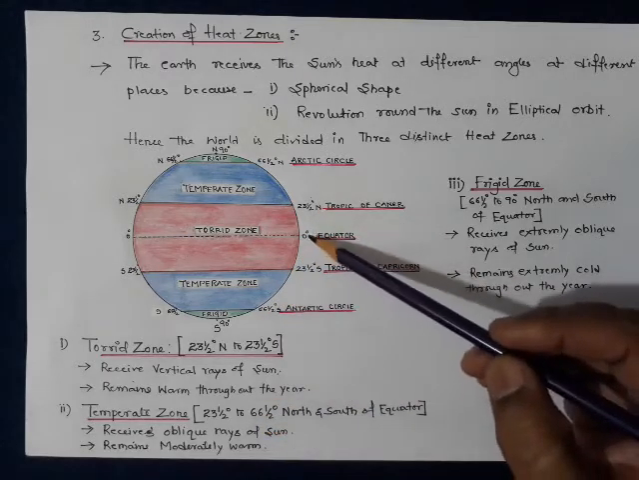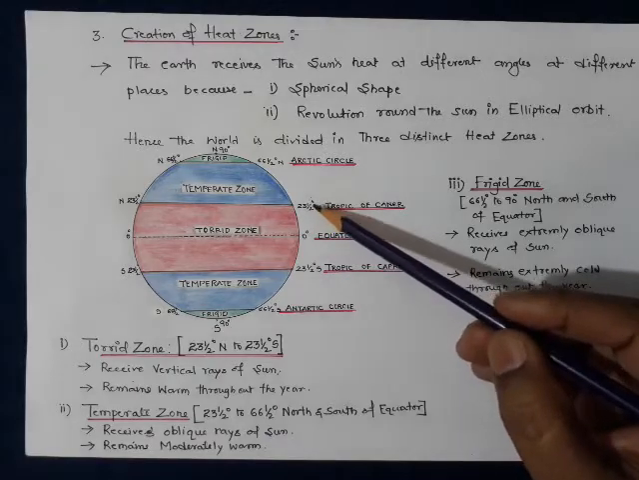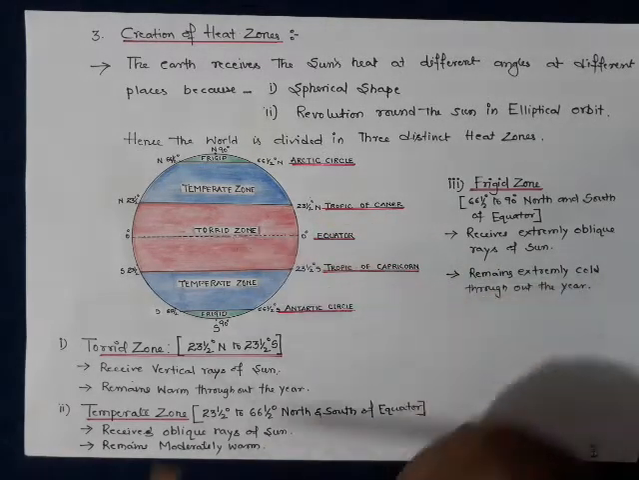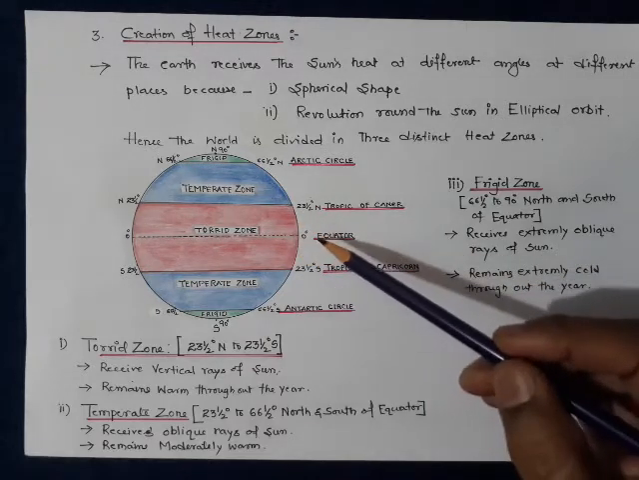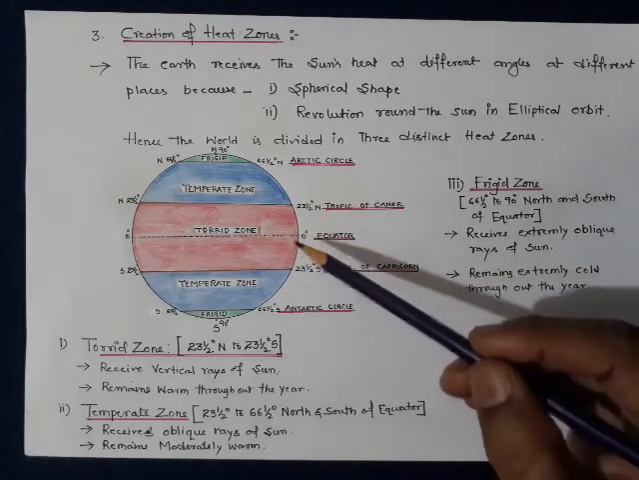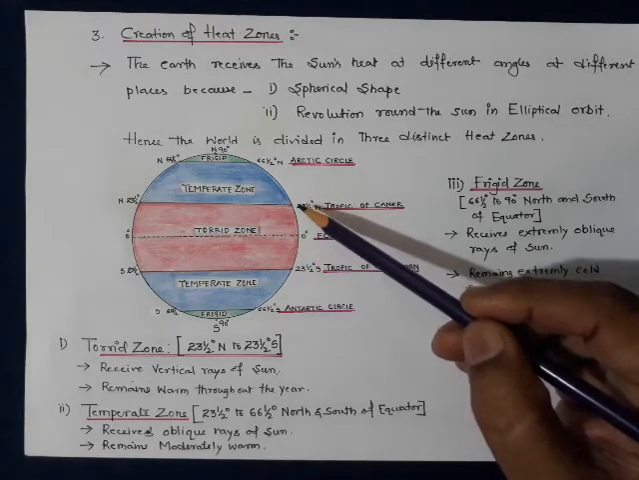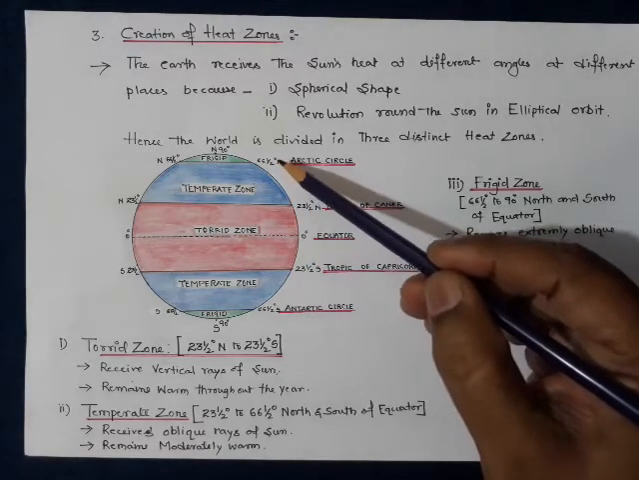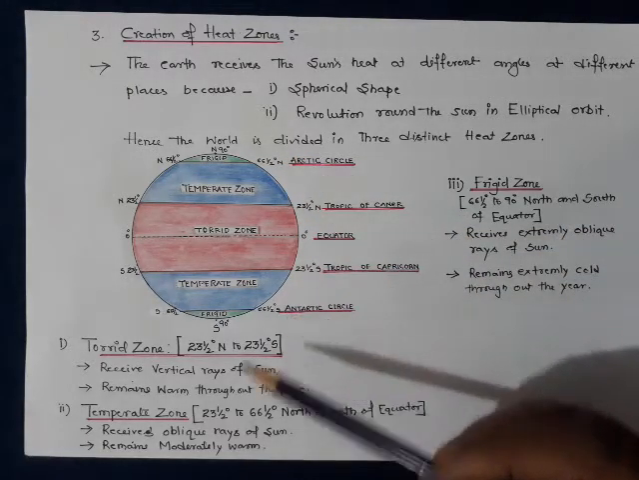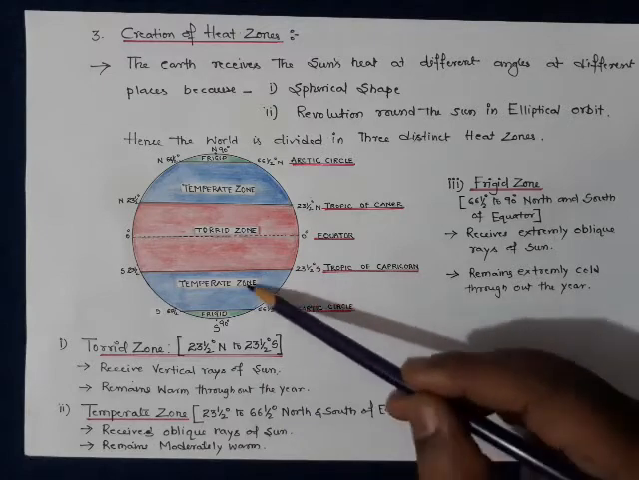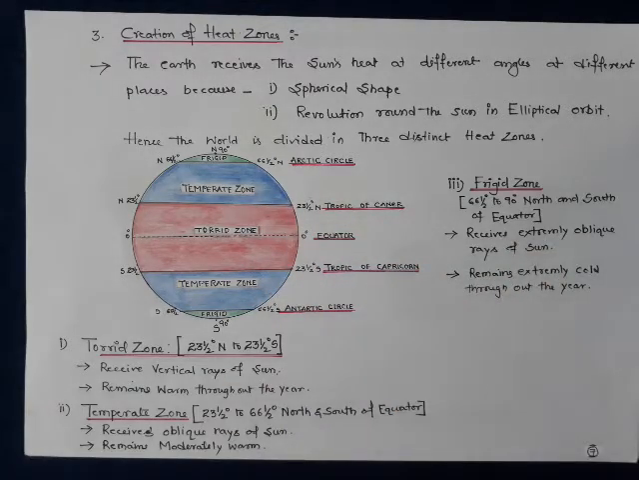For example, 0 to 23.5 degrees north and south of the equator is known as the torrid zone because the torrid zone receives the vertical rays of the sun, whereas 23.5 degrees north to 66.5 degrees north, and 23.5 degrees south to 66.5 degrees south, is known as the temperate zone. Why? Because this zone receives moderately oblique rays of the sun. So here the temperature is quite moderate.